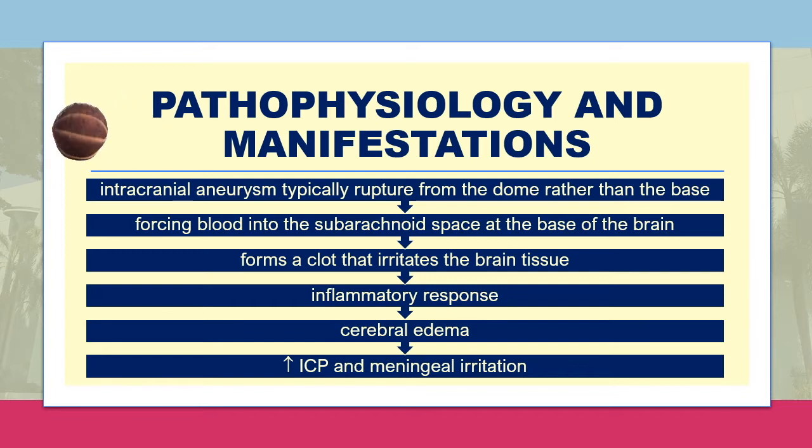Now, it would form a clot that would irritate the brain tissue. Then later on, class, an inflammatory response would be occurring. And this inflammatory response would result in your cerebral edema. Because you have cerebral edema, you're already considering the increase of the intracranial pressure and meningeal irritation. So class, basically your problem here is a subarachnoid hematoma leading from your aneurysm.